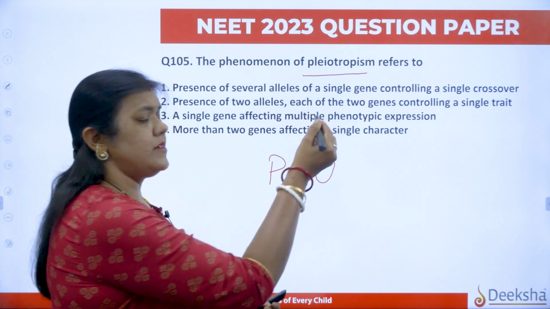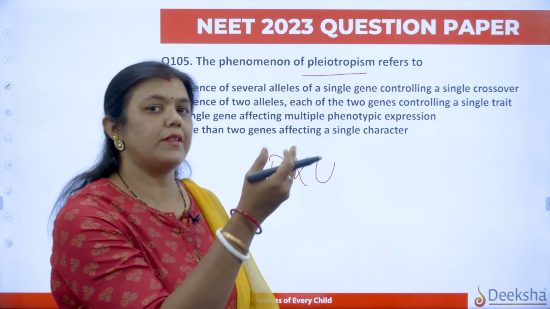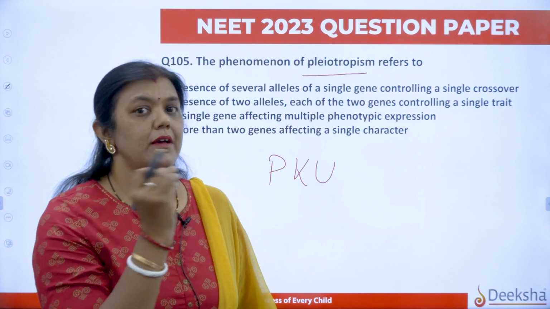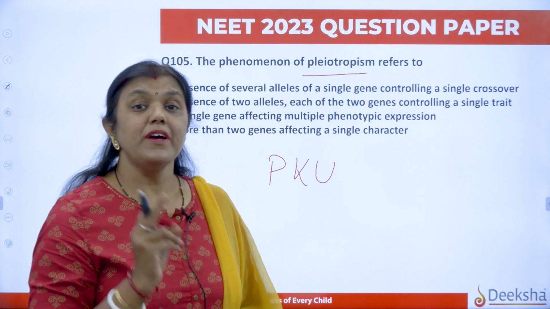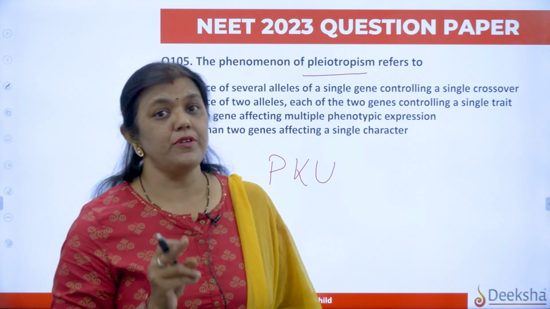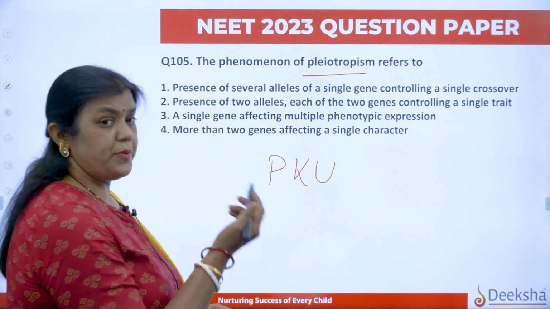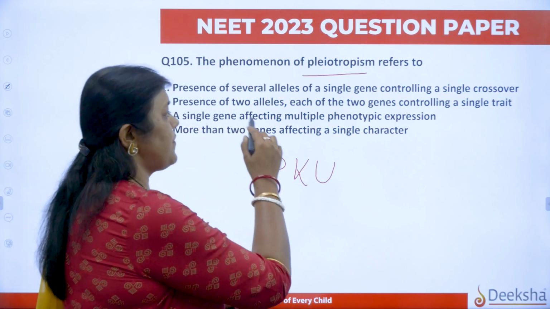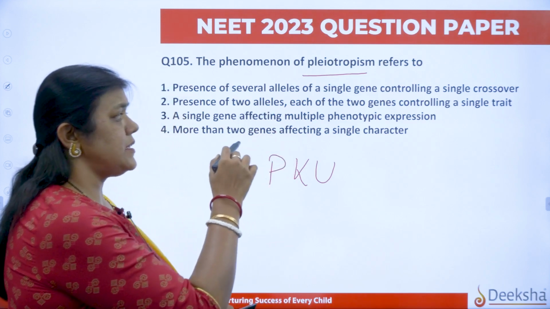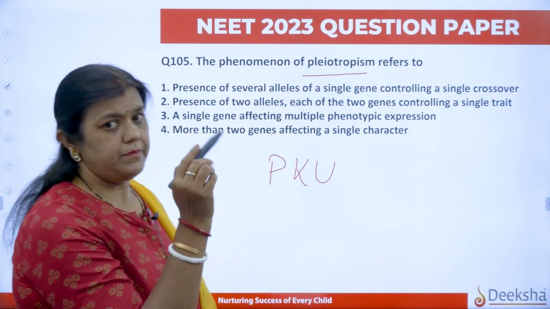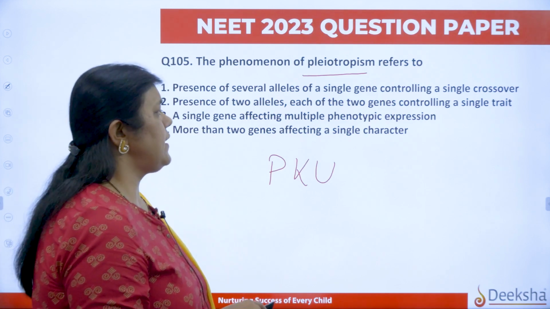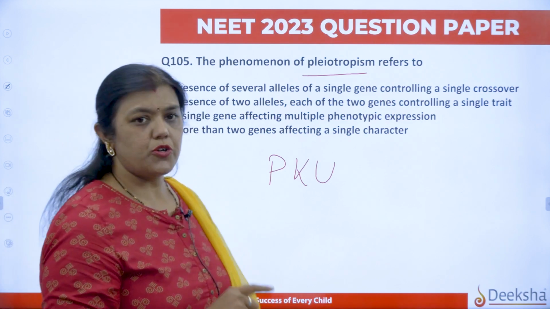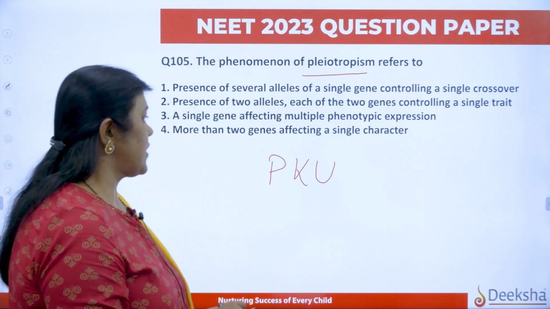So by the definition itself, by the question itself, you should be knowing, the definition should click in your mind. Which chapter is it? This is Mendelian law. That means principles of inheritance and variation from your standard 12th. Let's see what are the options given. Presence of several alleles of a single gene controlling a single crossover. No, I've told many. Then, presence of two alleles, each of two genes controlling a single trait. No, that is also not correct.